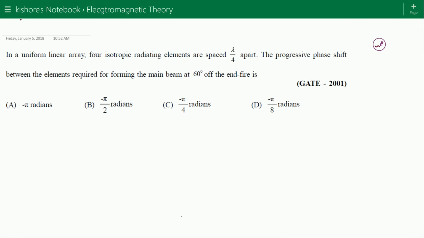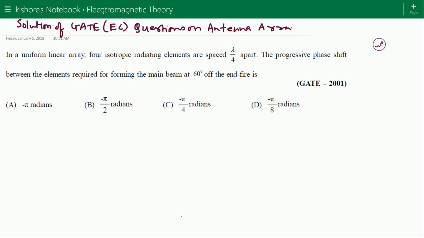Solution of GATE questions. GATE EC questions on antenna array. So this one is the first question.